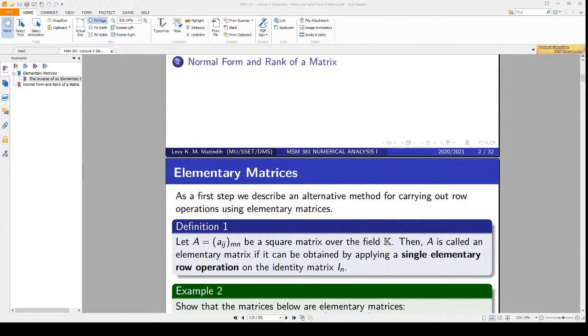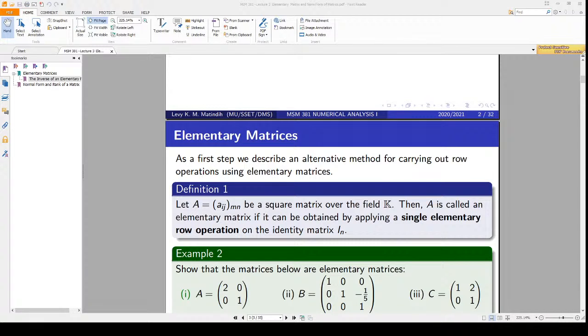Let's start with elementary matrices. If I can recall, we defined elementary matrices in lecture number 2. This is the first part of the chapter in which we are going to look at elementary matrices. So let's look at definition number 1.